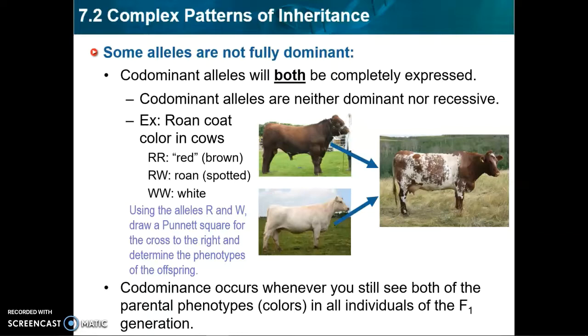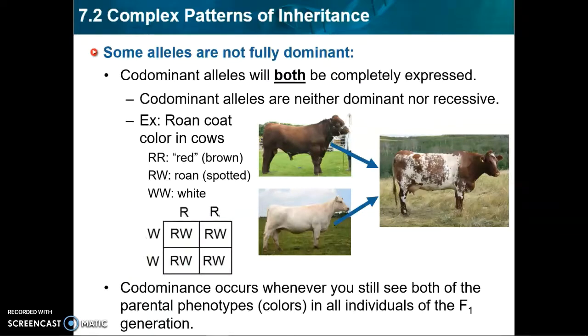If we make a Punnett square, it's going to look very similar to what we just made in incomplete dominance. We're still using two different letters because we don't have one thing being dominant over the other. And in that Punnett square, we cross that red bull with the white cow. We can see 100% of the offspring would be RW for their genotype, and that would be a roan color.